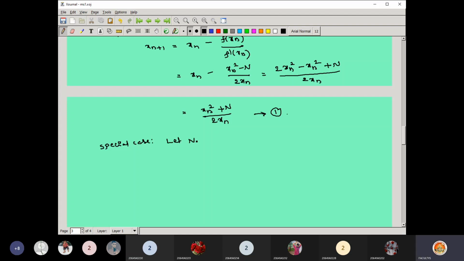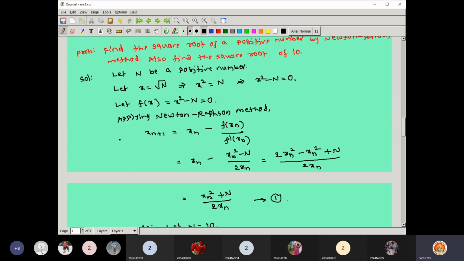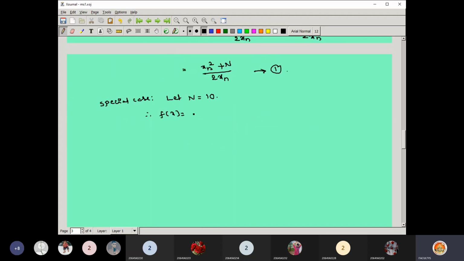Let capital N be 10, asking to calculate for the 10 value, square root of 10. So therefore your f of x, what is your f of x we have derived? That f of x is nothing but x square minus n. So write down the same formula: x square minus n, where n stands for 10, that is equal to 0. Now you are able to calculate a and b values. So for x equal to 0, f of 0 is 0 square minus 10, so finally 0 minus 10, final answer minus 10, that is less than 0.